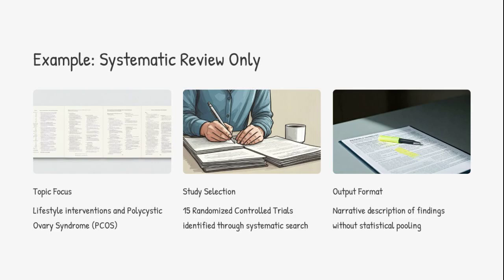You can better understand systematic review with an example. Okay, take a study on lifestyle interventions and PCOS. We screened 15 RCTs, narratively summarized the findings, but did not pool the data. This is a textbook example of a high-quality systematic review, without a meta-analysis.